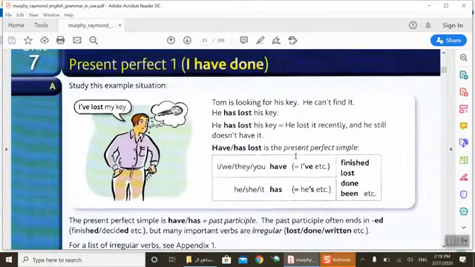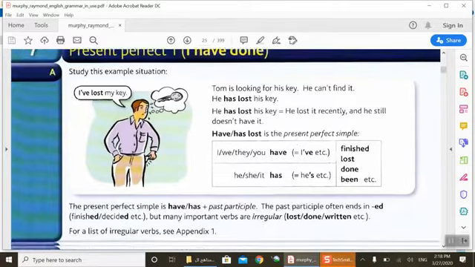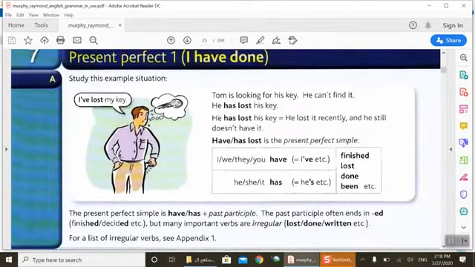Today we have unit 7 and unit 8 about present perfect 1 and present perfect 2. Okay, so we will start with this section A.